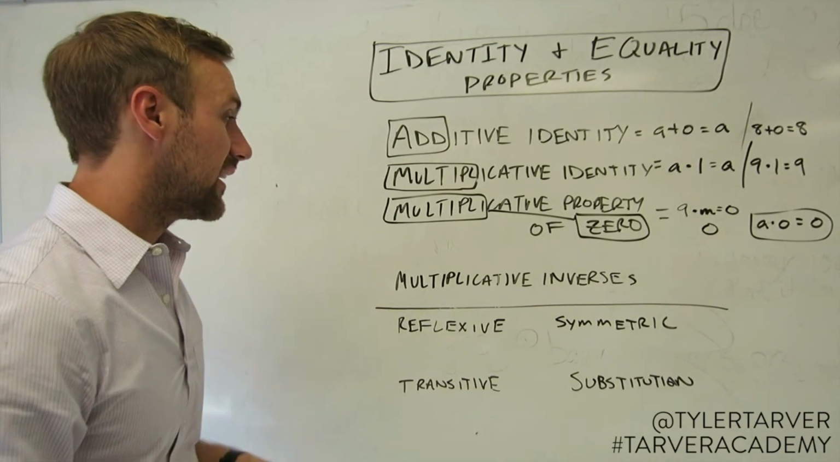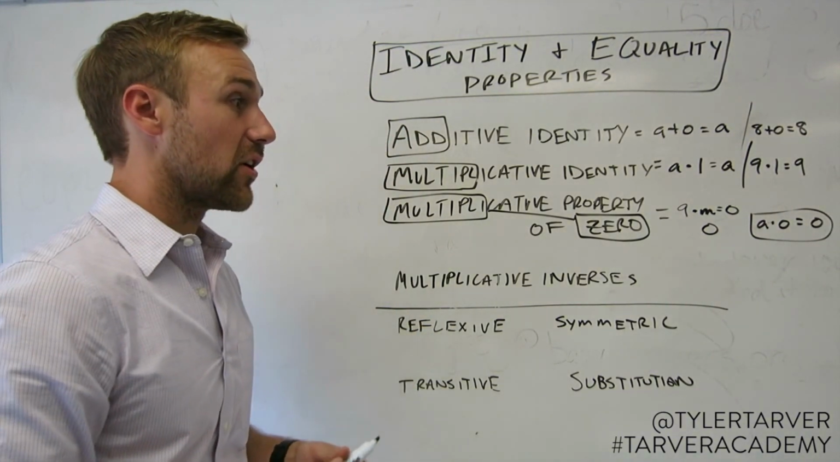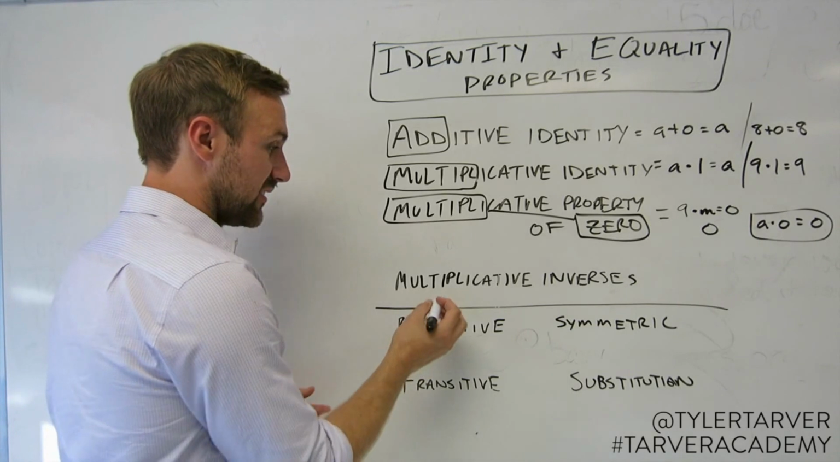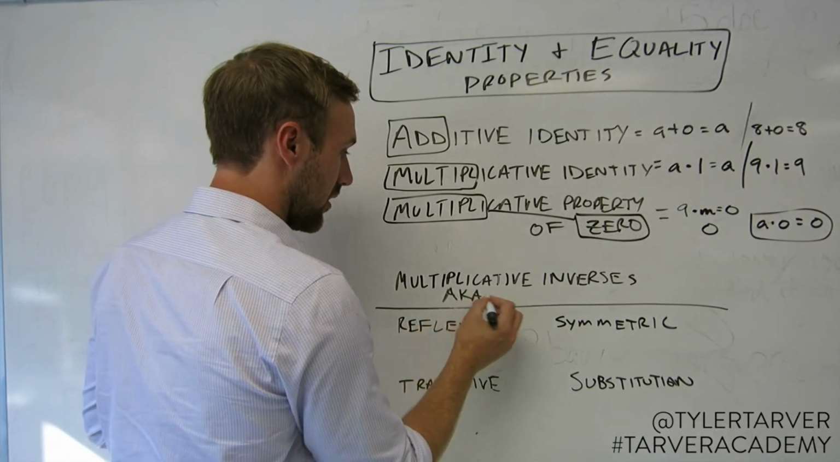All right, our last identity we have on here is the multiplicative inverses, okay? AKA, this is the street name, reciprocals.